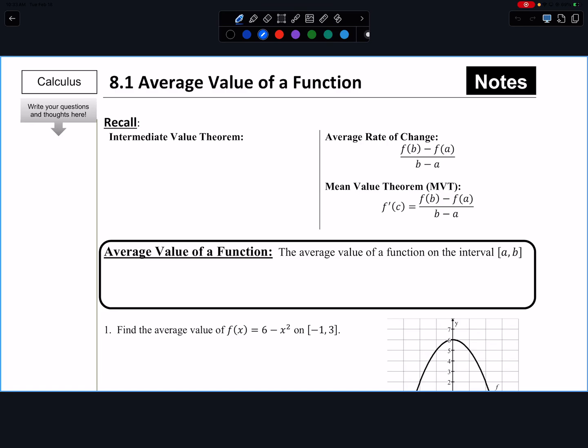What's today's date? 18th. January took forever, and we're already almost done with February.